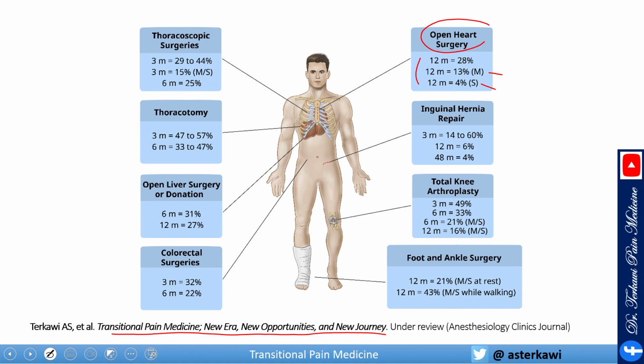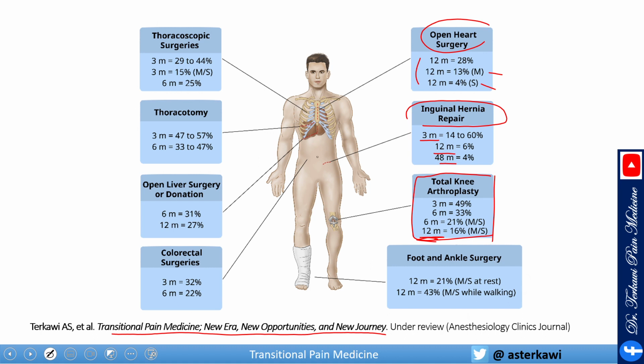If we look at inguinal hernia repair, we had some data at 3 months, 12 months, and even 2 years. At 1 year, you have about 6%, and 4% at 2 years. Total knee arthroplasty: at 3 months, almost half of them. At 6 months, a third of them. At 6 months, moderate to severe, 21%. At 1 year, moderate to severe, 16%.